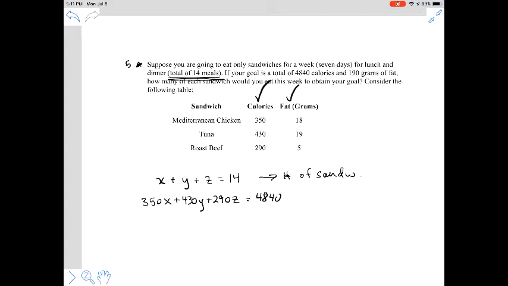This is calories right here, so we do 18x plus 5. And then if we want to do grams of fat, it's going to be 18x plus 19y plus 5z. And this person needs to have a total of 190 grams of fat. Honestly, that's the hardest part of these problems, setting up the equations. Now that it's set up, I doubt many of you would have trouble solving it. It's getting it set up.